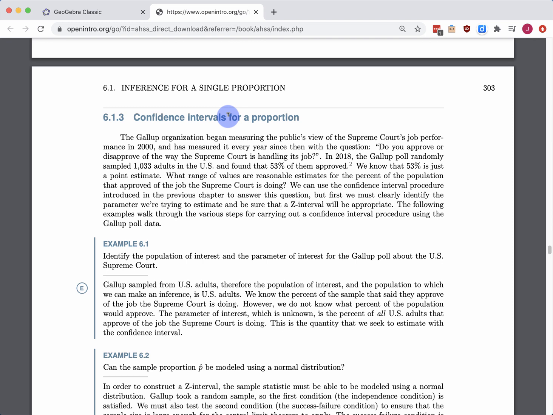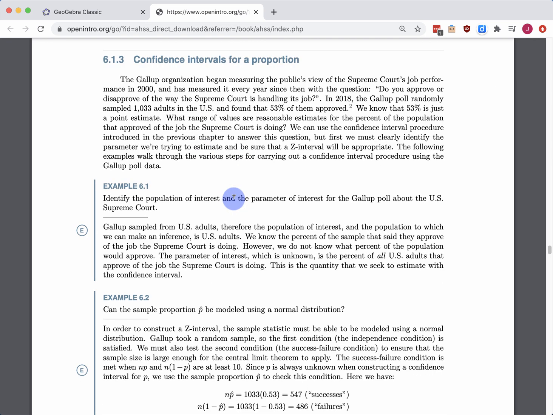We know that 53% is just a point estimate because it's only from one sample instead of taking lots and lots of samples. We also know that the samples will vary. The sample statistics will vary from sample to sample. So the confidence interval is going to give us a range of likely values that we might see as a sample proportion and thus estimating the population proportion. So what we need to do is identify our sample size, number of successes, and confidence level.